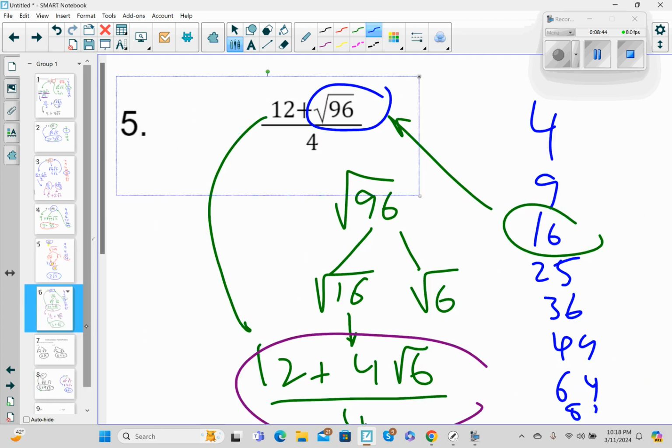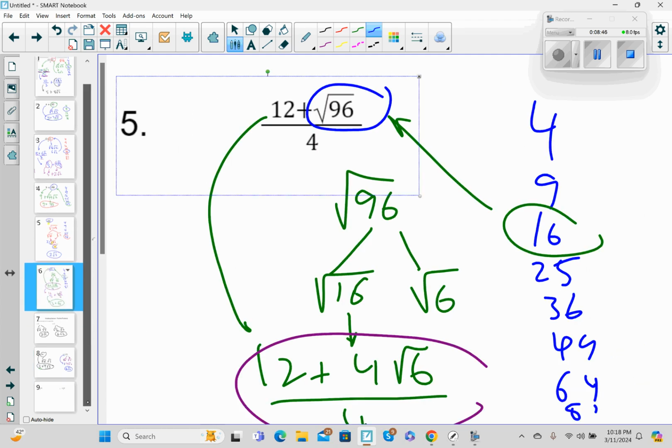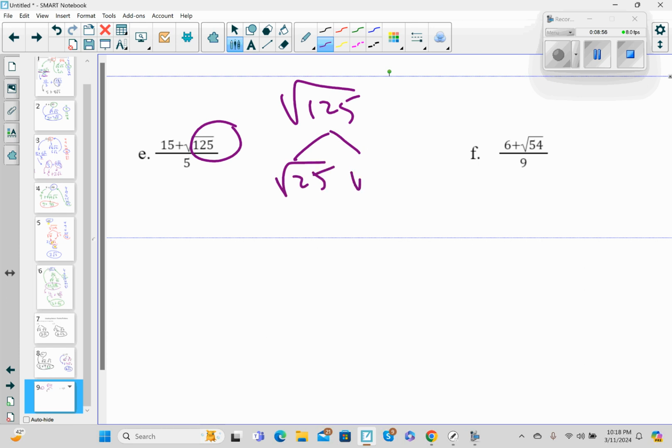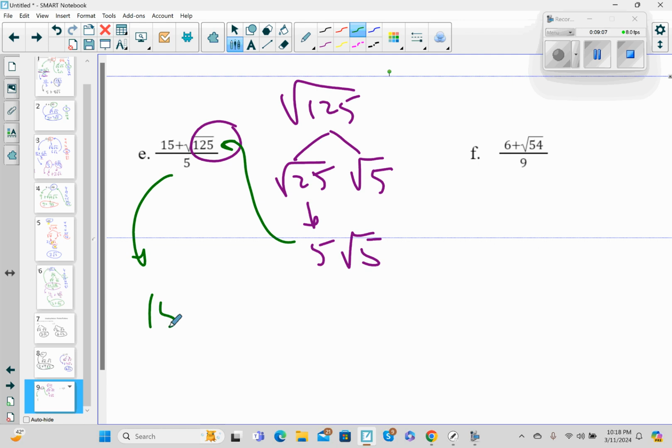I think I have one more little page of problems here. Here they are. Okay, let's try this one. Square root 125. 125 is divisible by the square root of 25 times the square root of 5. Square root of 25 is 5, so you get 5 square root 5. That's going to go up here, and we'll get 15 plus 5 square root 5 over 5.